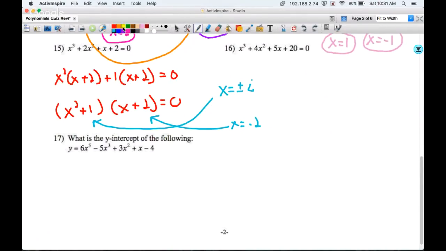What is the y-intercept of the following? Negative 4. It's always our constant term. There we go. One way we can prove that is we could plug in 0, x is equal to 0 at the y-intercept. That makes all of these terms cancel out, and that's why we're left with the negative 4.